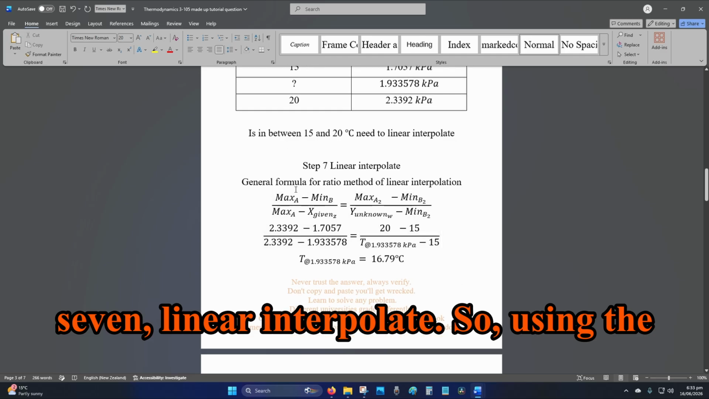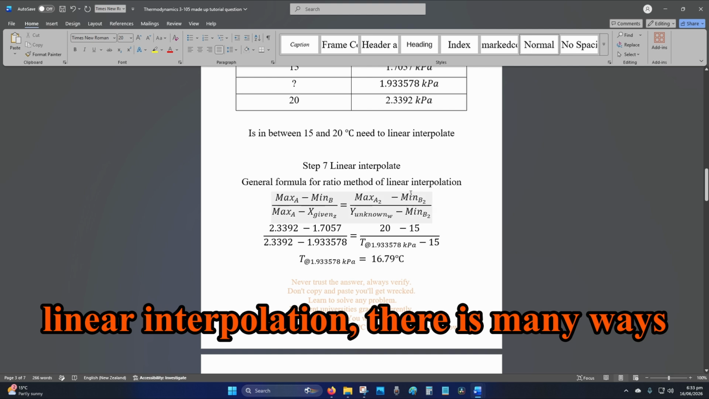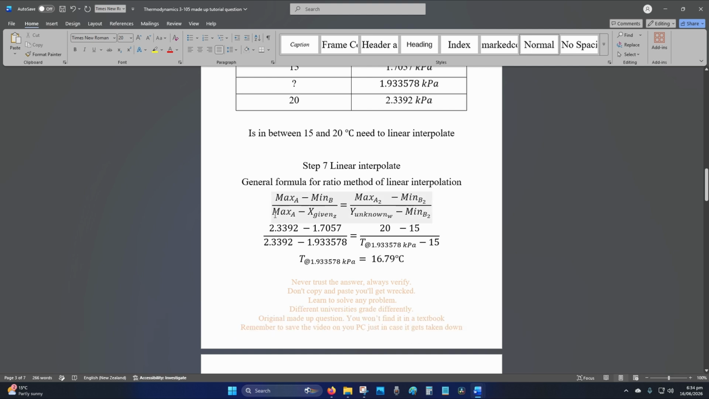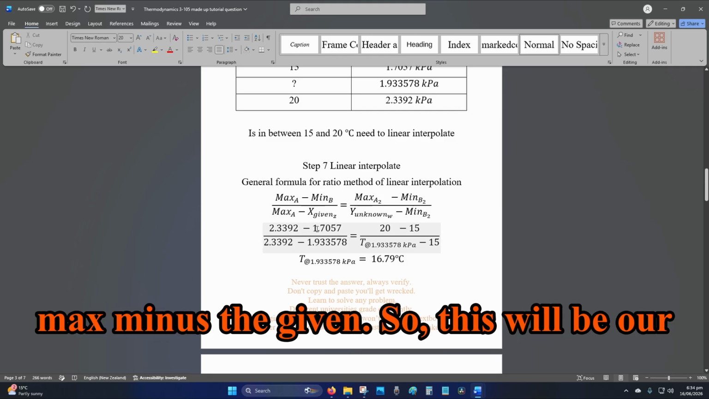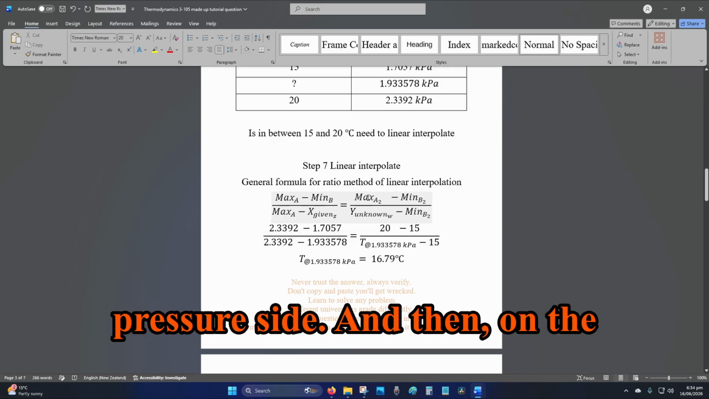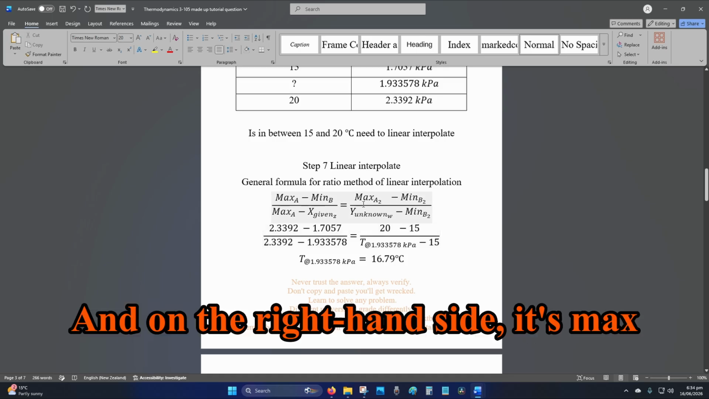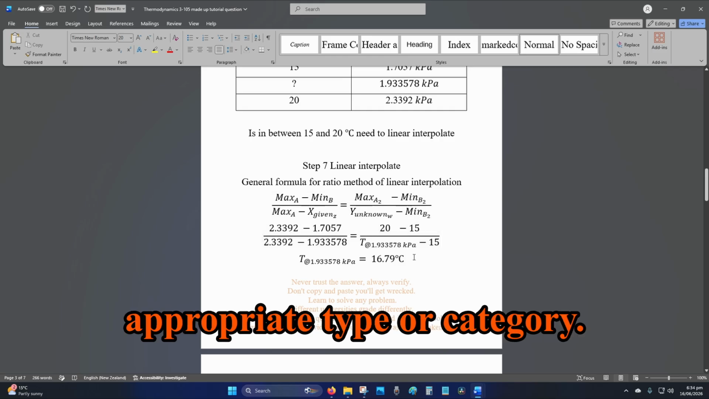So using the general formula for ratio method of linear interpolation, there is many ways to linear interpolate, but this is the easiest one. So you got the max minus min, and then max minus the given. So this will be our pressure side. And then on the right-hand side will be our temperature side, which is what we're trying to find. And on the right-hand side, it's max minus min, but for the appropriate type or category.